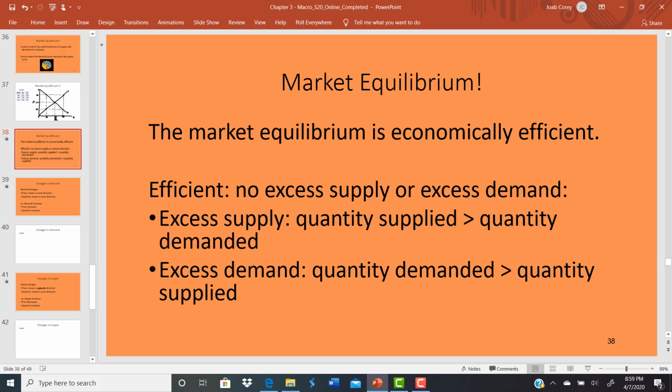Now, excess supply is whenever quantity supplied is greater than quantity demanded, meaning that there are more goods being offered for sale than people who want to buy goods at this particular price. And then excess demand is whenever quantity demanded is greater than quantity supplied, or again, there are more people out there wanting to buy goods than there are goods being offered for sale. So with that in mind, let's take a look at when that might happen.